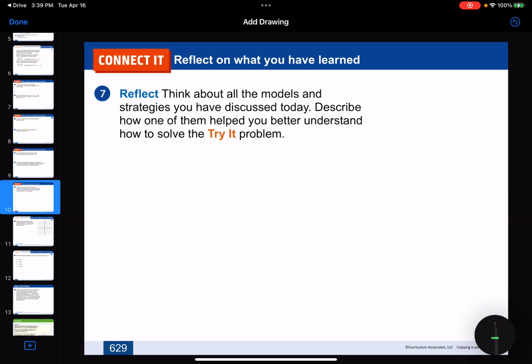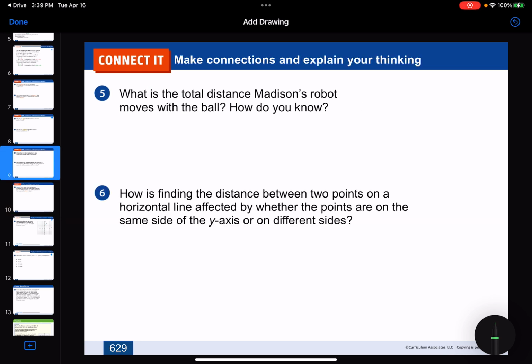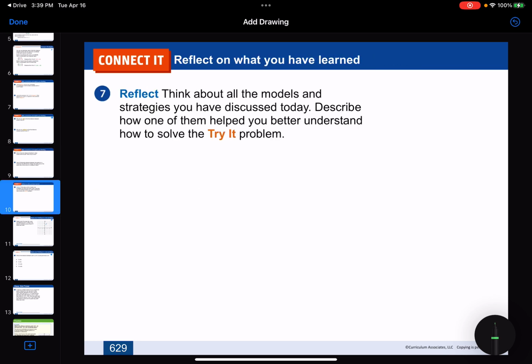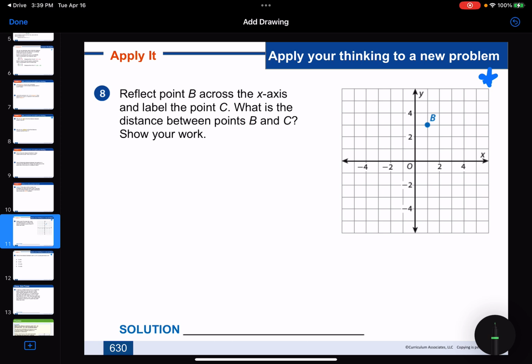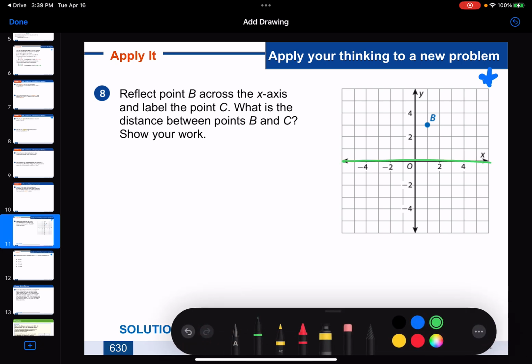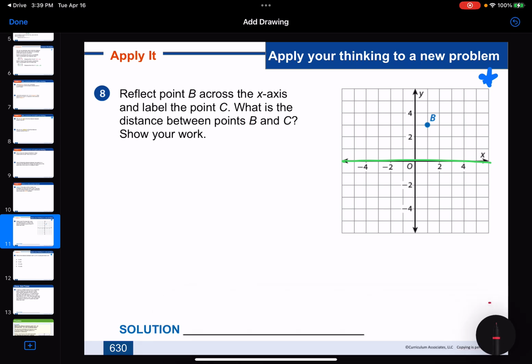Moving on here, I'm going to skip these. Again, if you have time after the video, come back and answer these the best you can, okay? Number 8 tells us to reflect point B across the x-axis. So we need to cross this axis here. Okay? So if we're going to reflect, remember reflection just means same distance, and right now it is a distance of 3 from the x-axis. So we're going to go 3 in the opposite direction, staying on the same vertical line. We are going to make this point and label it C.